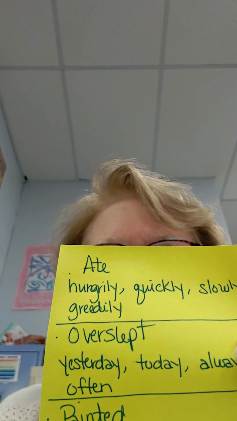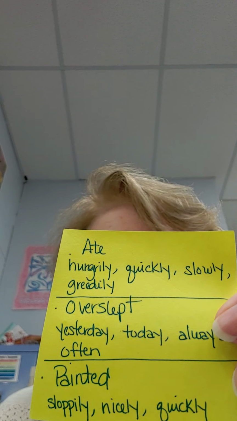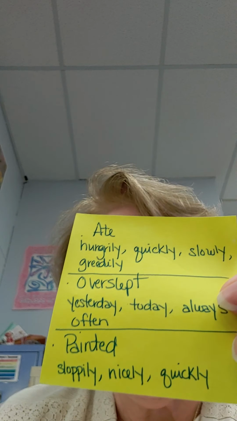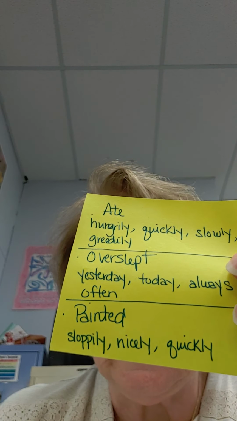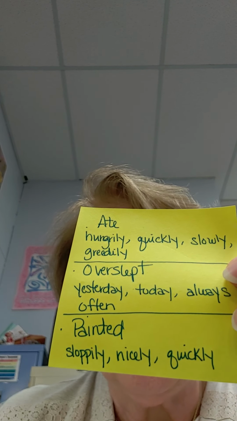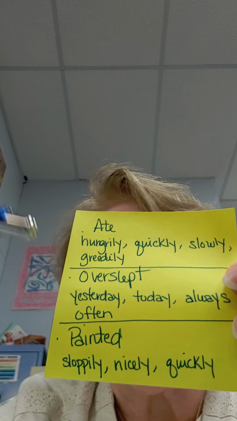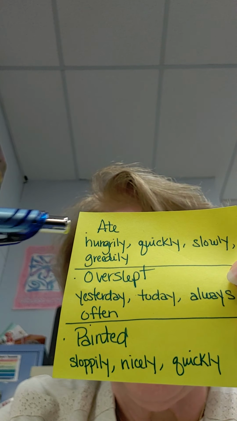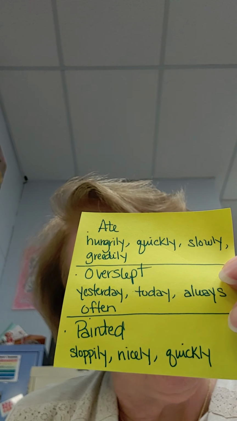So here's what I did. You have the word ate, and I added words such as hungrily, quickly, slowly, or greedily. If I said overslept, I added words like yesterday, today, always, or often. And for painted, I added words like nicely, sloppily, and quickly. So these words ate, overslept, painted are verbs, and I added adverbs to describe them or to modify them.